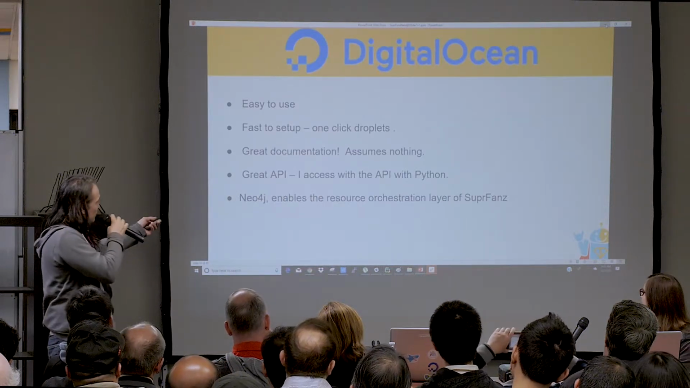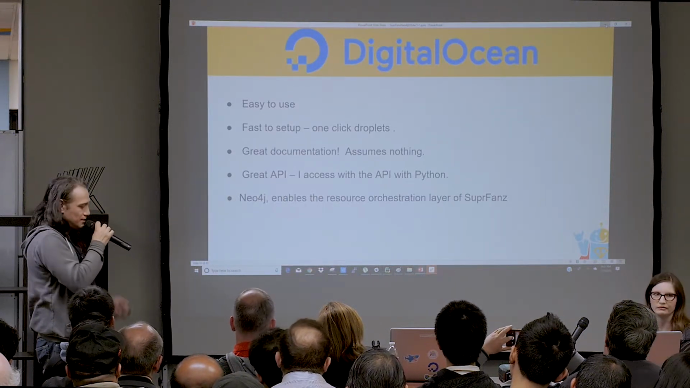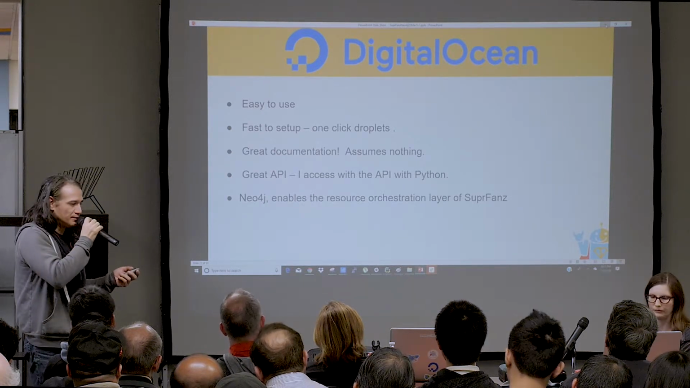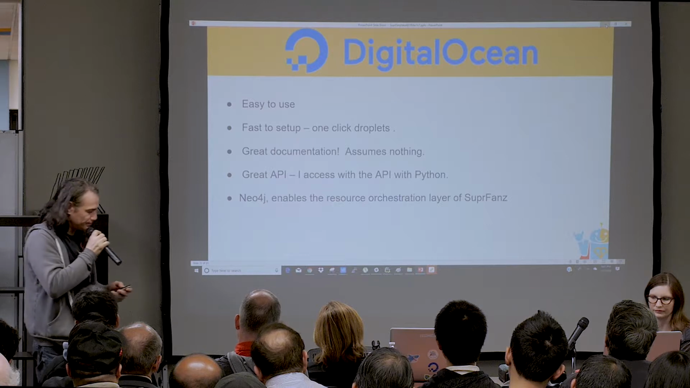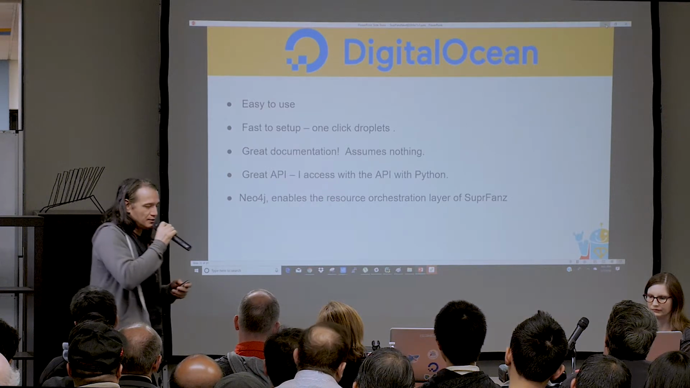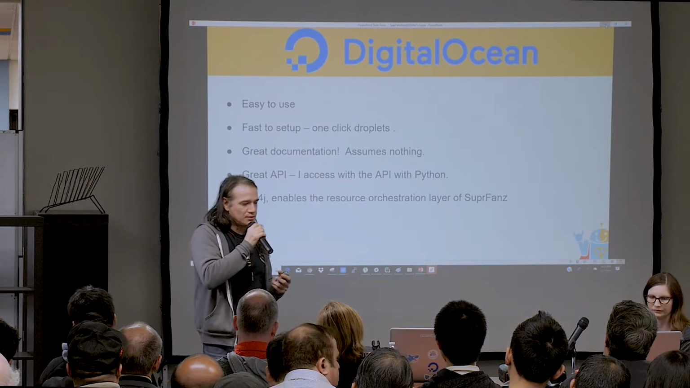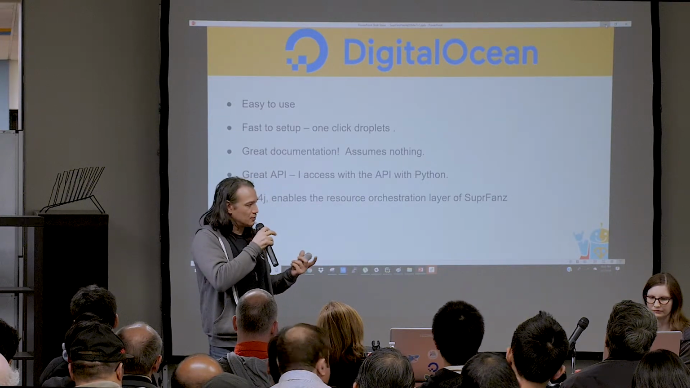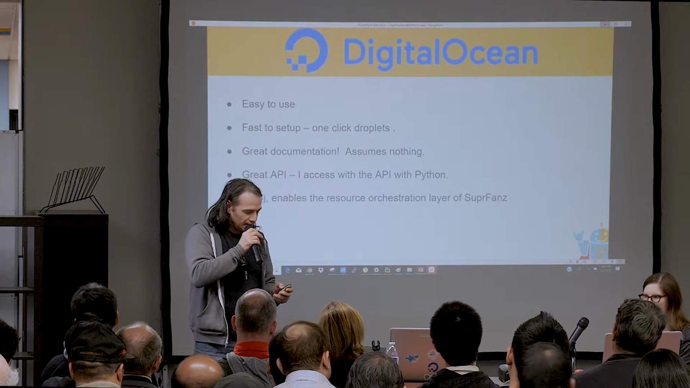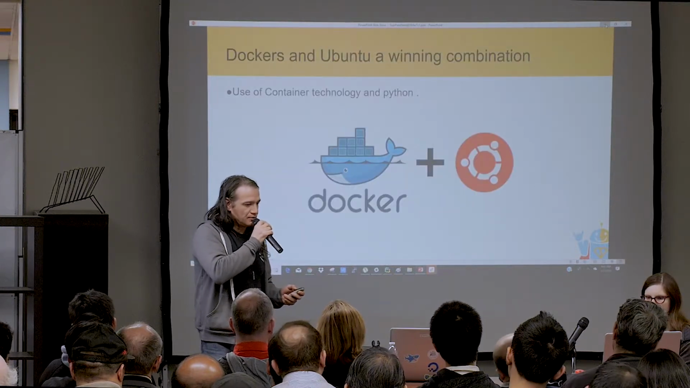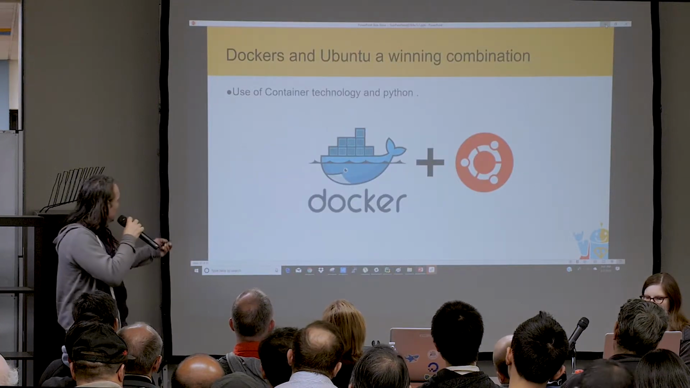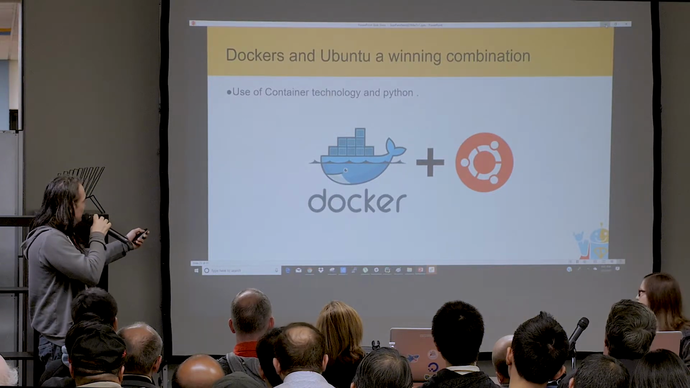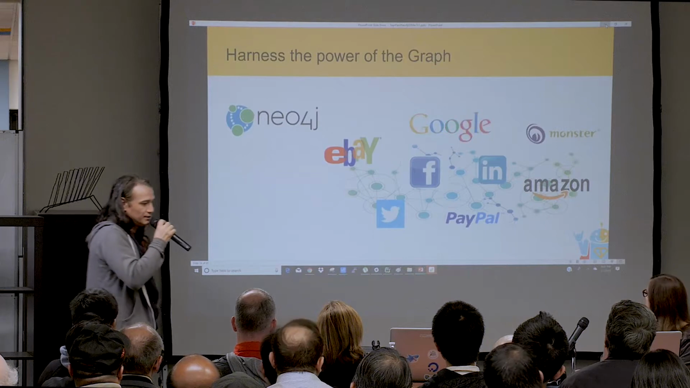So we chose DigitalOcean, as I said, because it was easy to use. It had a really fast setup, great documentation, and so you can get quickly started. And we actually started using DigitalOcean and Neo4j in conjunction to allocate resources for our application, which actually works really, really well in that configuration. So Docker and Ubuntu is a winning combination.